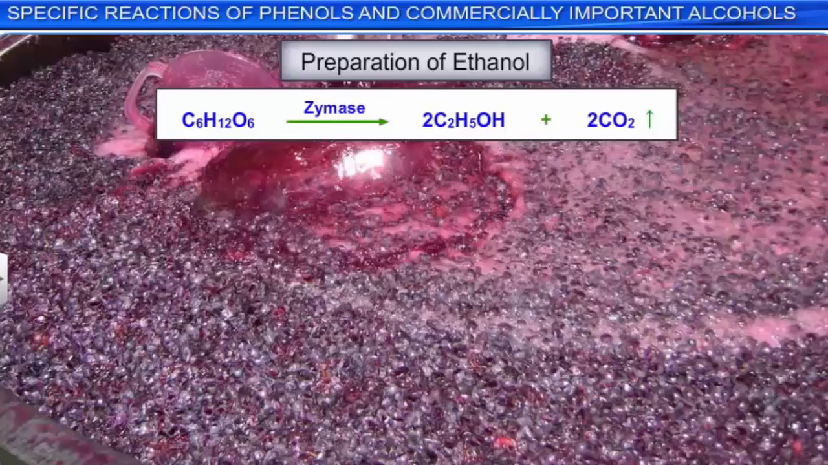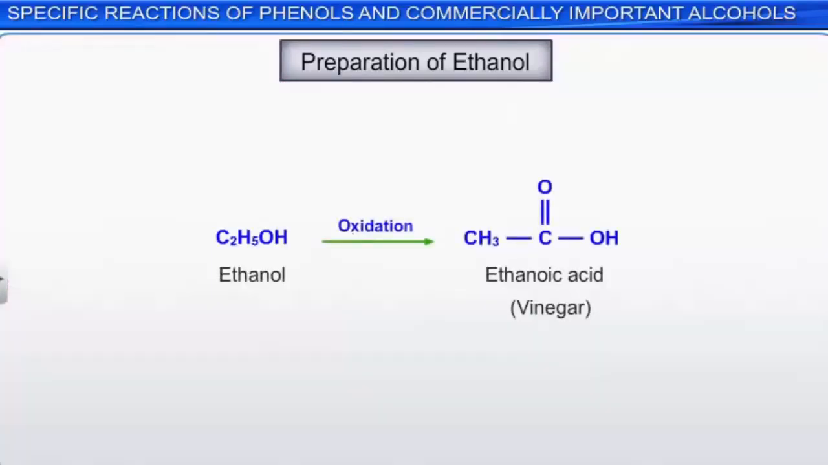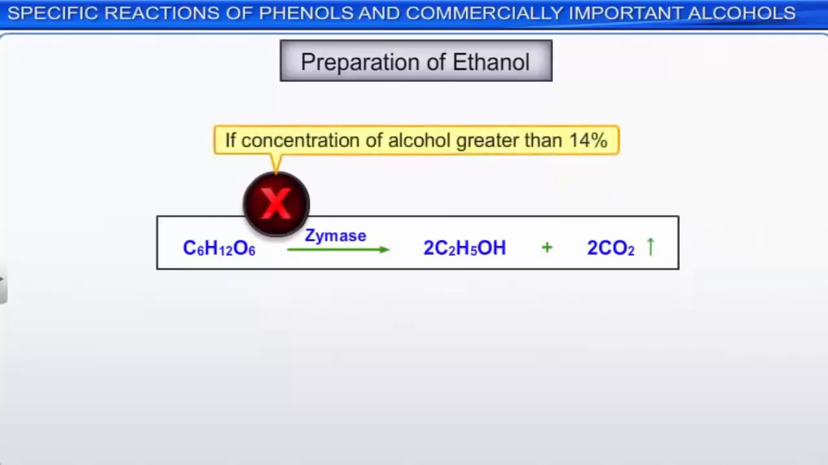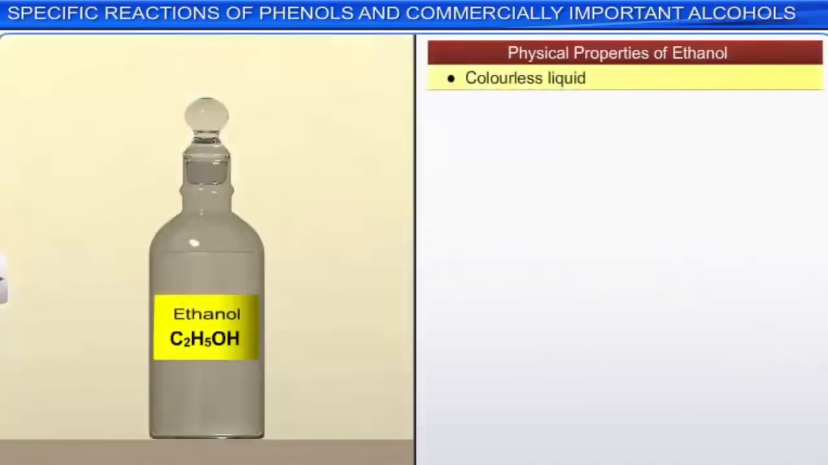Fermentation needs to be carried out under anaerobic conditions. If air gets into the container, the ethanol will be oxidized into ethanoic acid, that is, vinegar, which will ruin the taste of the final product. Zymase activity is inhibited once the alcohol concentration of the wine becomes greater than about 14%. Ethanol is a colorless liquid, which, like methanol, is volatile and flammable. It has a boiling point of 351 Kelvin.